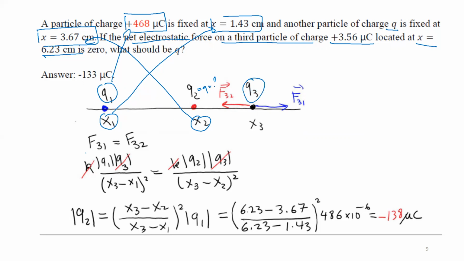So the magnitude of the force on 3 by 1 is equal to the magnitude of the force on 3 by 2. These forces have the same magnitude in opposite direction. And you apply the same thing as we said before. The k goes away, the Q3 goes away, and then I will have just the charge Q1 divided by the distance between 1 and 3 squared, is equal to the charge Q2 divided by the distance between 3 and 2 squared. So this is what I get.